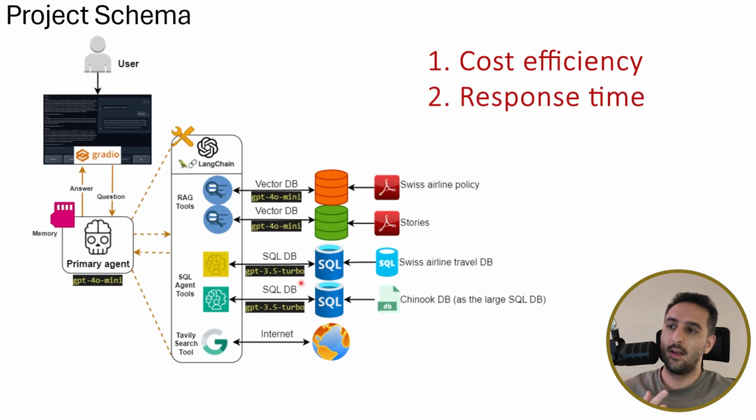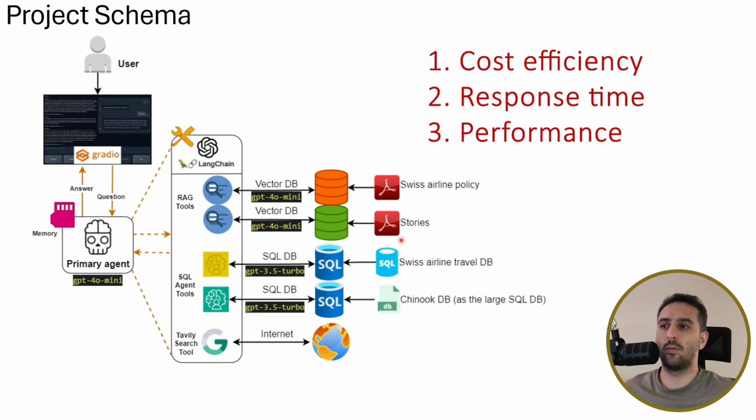Then it's about the speed. GPT 3.5 Turbo is the fastest model that we can use. And finally, the capability of these models in handling these tasks. Of course, the final choice of these models should be based on your own experimentation and testing. But for this tutorial, I'm going to stick to these models.